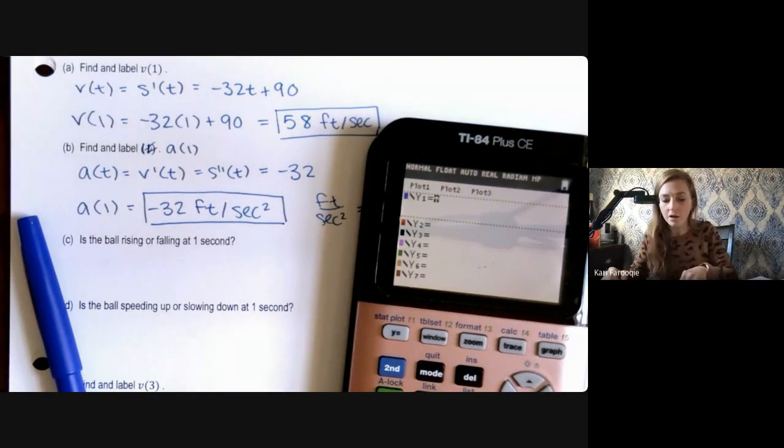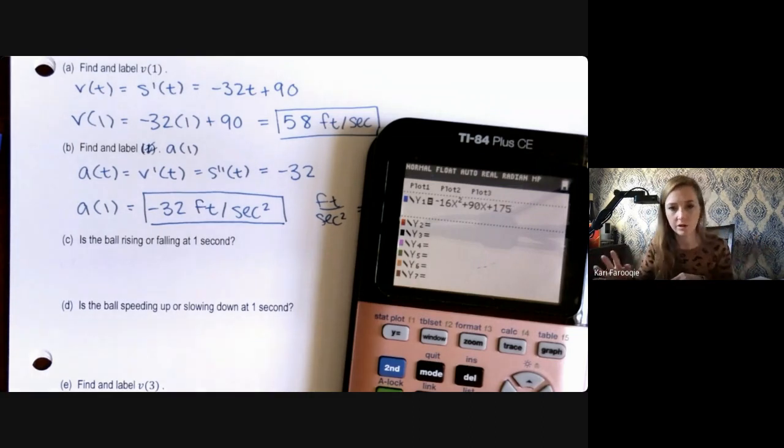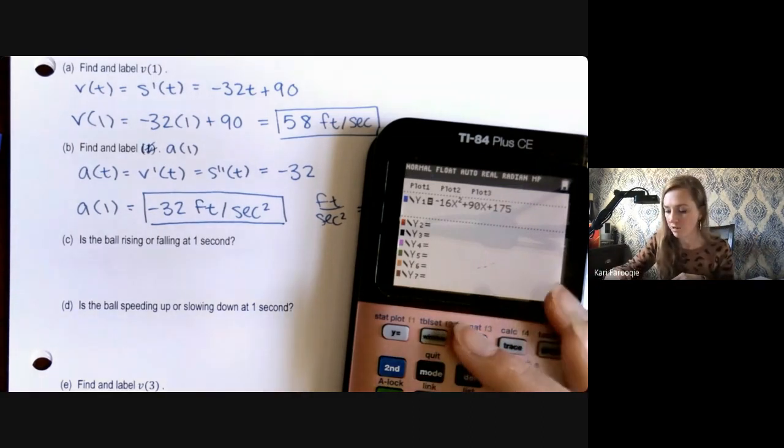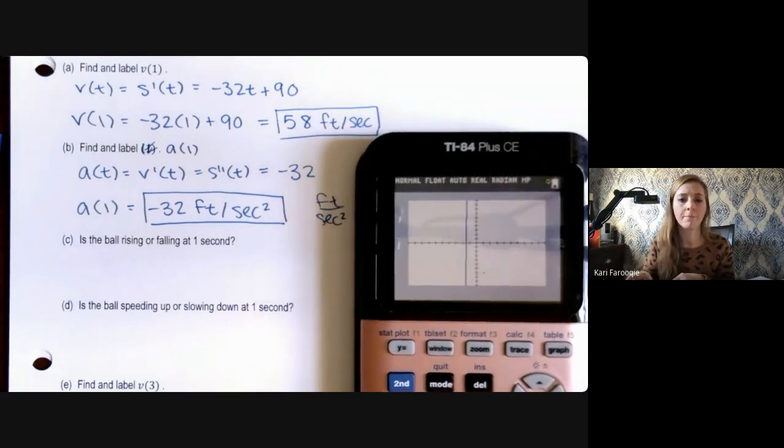Okay. Your function is negative 16x squared plus 90x plus 175. Okay, we can graph this and just get a good sense for what is happening here. I'm going to zoom 6 because I had a crazy zoom in here, and we're not going to be able to see anything if we leave it.